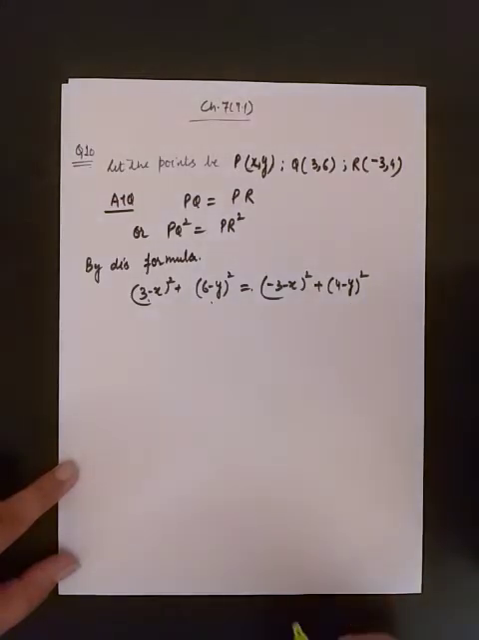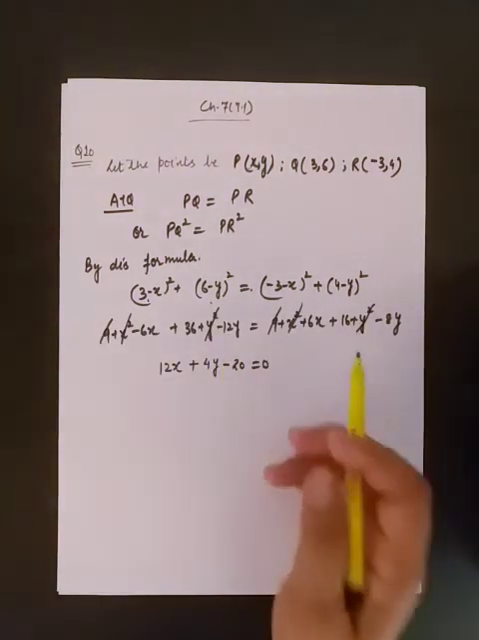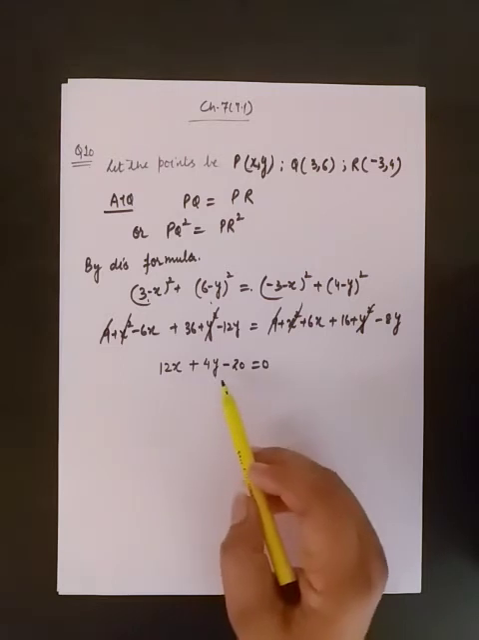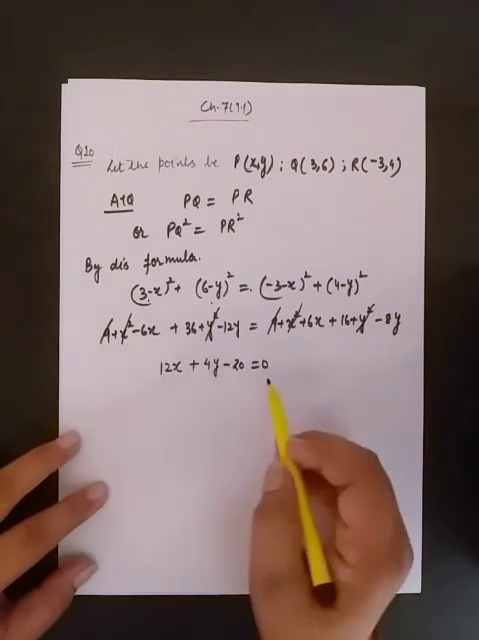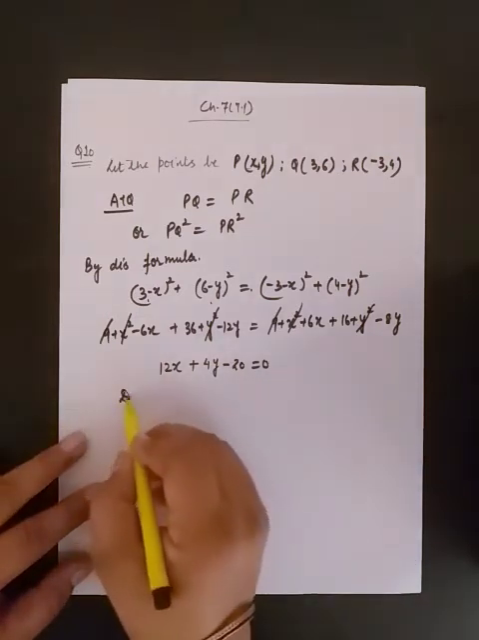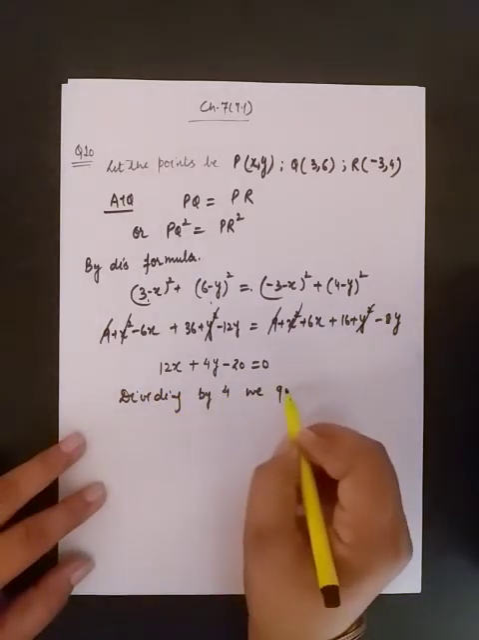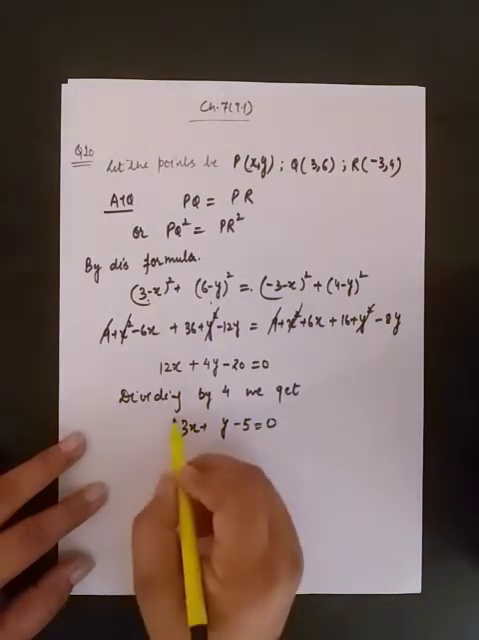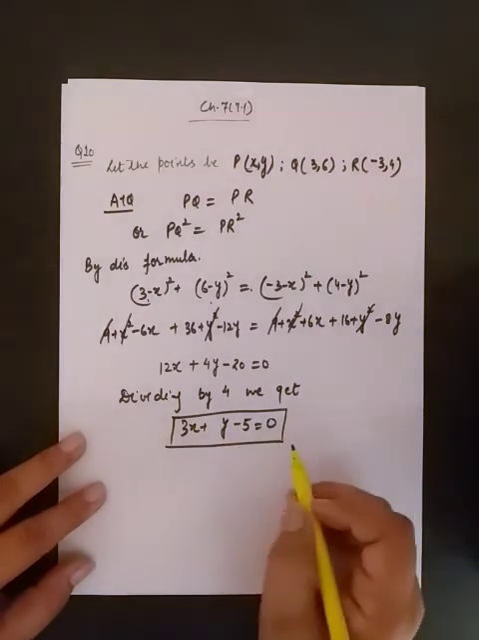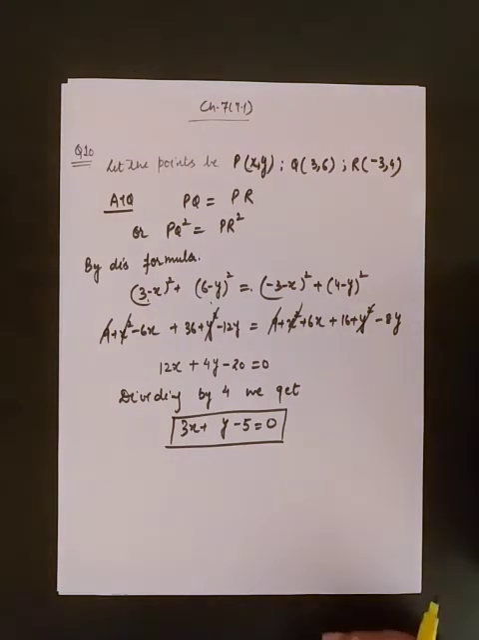So by using the identity, what do we get? By applying the formula and after solving this, we will get 12x plus 4y minus 20 is equal to 0. And here you see that we can divide this linear equation by 4. So dividing by 4, we get 3x plus y minus 5 is equal to 0. So this is the required relation between x and y. So this was the last question of exercise 7.1.